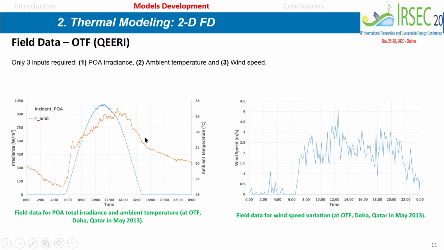Here is one of the first results. These are the inputs from the measured data at the outside testing facility at QEERI, where we measured the ambient temperature and incident POA. They are given here. This is the incident POA in blue, and this is the ambient temperature for one day. This day was during May 2013. And this is the wind speed during that day. These are all measured, and these are inputs to our modeling.